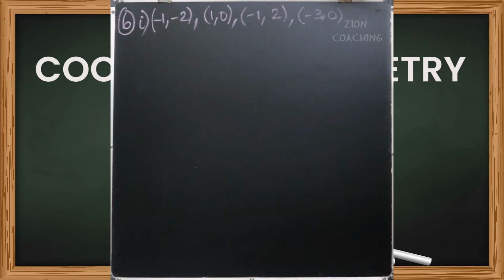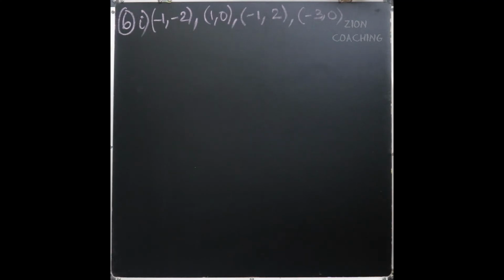Question number 6, they have given the vertices of the four corners of a quadrilateral. Now they are asking us to find what type of quadrilateral will be formed. So we are going to find the measurement of all the four sides using the distance formula, and then we are going to find out what type of quadrilateral is formed.